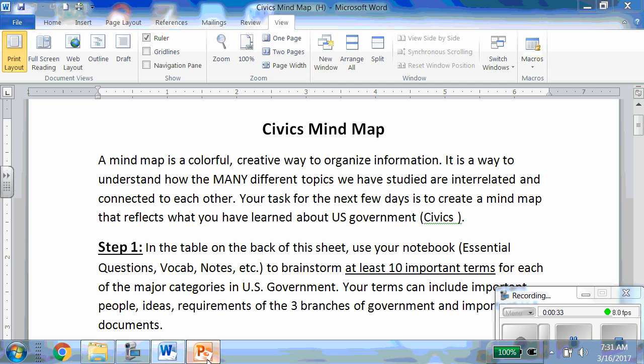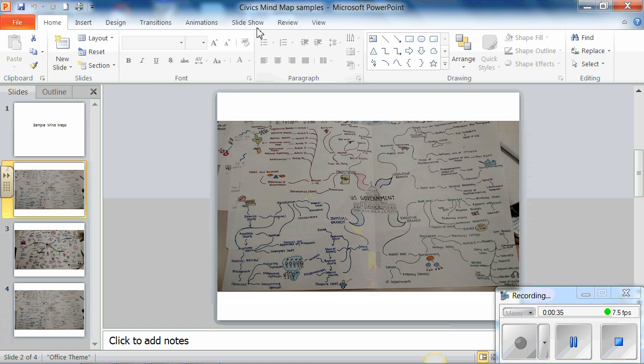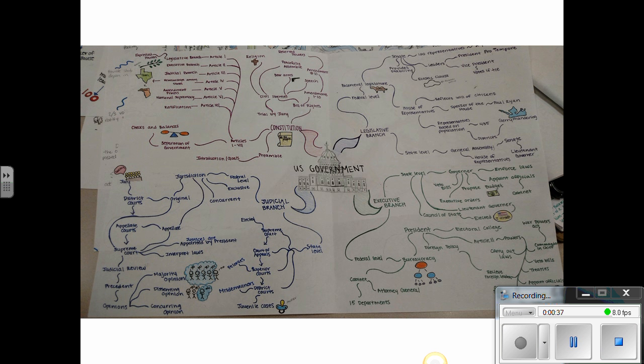When we talk about a mind map, we're talking about something that's a visual representation of information. So this type of thing that you're seeing on the screen is what you're looking at, with the central image and then other images connected off with visible lines.